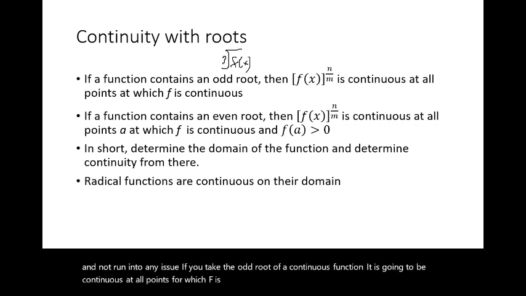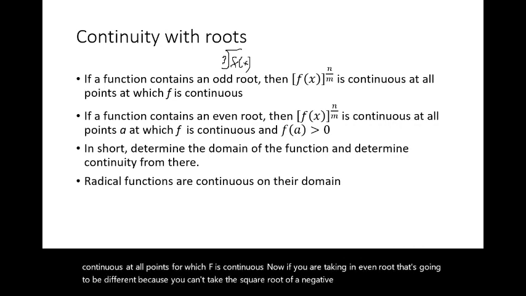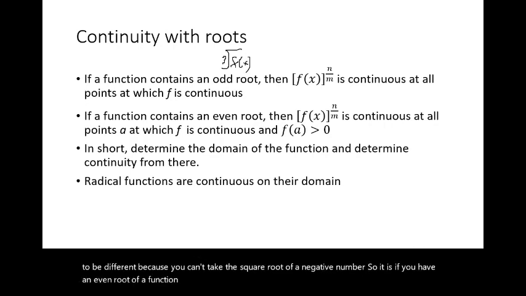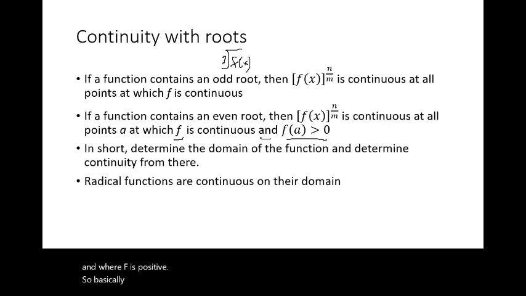Now, if you are taking an even root, that's going to be different because you can't take the square root of a negative number. So if you have an even root of a function, it's going to be continuous at all points for which f is continuous and where f is positive. So basically, these type of compositions that involve roots are going to be continuous on their domains. Radical functions are also continuous on their domains.